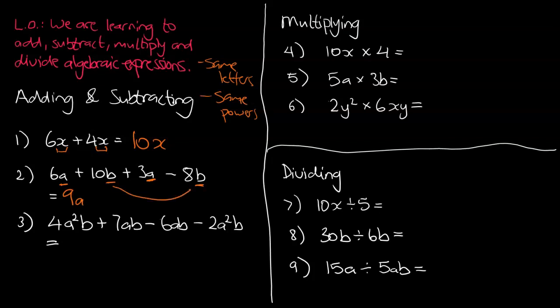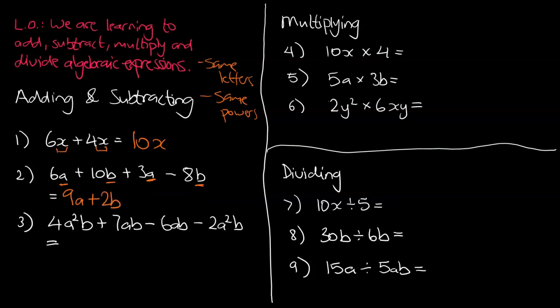And then let's deal with the b's. 10b minus 8b. So we've got 10 apples, 10 bananas. We've lost 8 bananas. We've got 2 bananas left, so positive 2 bananas.